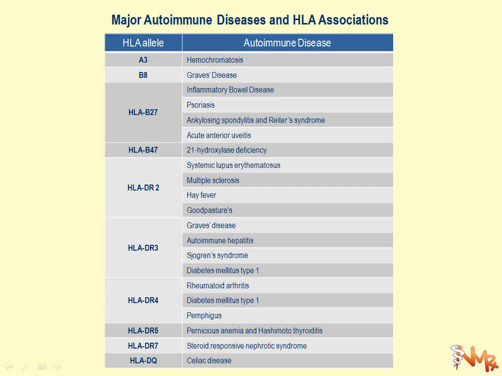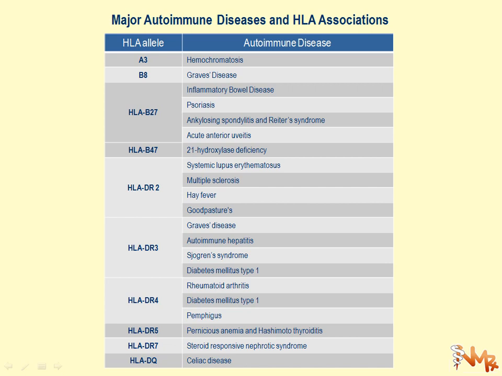Let us summarize and look very quickly over major autoimmune diseases and their HLA associations. As you can tell, with the progress in the science of immunology, every day that passes by, we add several more autoimmune diseases to the list of known autoimmune diseases and their associated HLA alleles. Now, on the left column, I'm showing the major HLA alleles, and on the right, the associated autoimmune diseases.